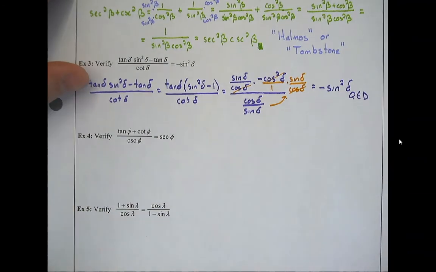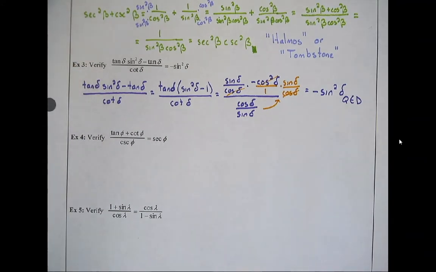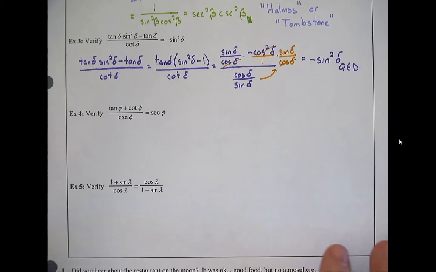QED. So it's like a puzzle. You're just, and the rules of the puzzle, the moves that you're allowed to do come from our Pythagorean identities and the relationship between the trig functions and the reciprocal trig functions. Okay, this is the first one I want you to try on your own. So pause, hit the pause button, and try to do example 4. All right, let's see how you did.